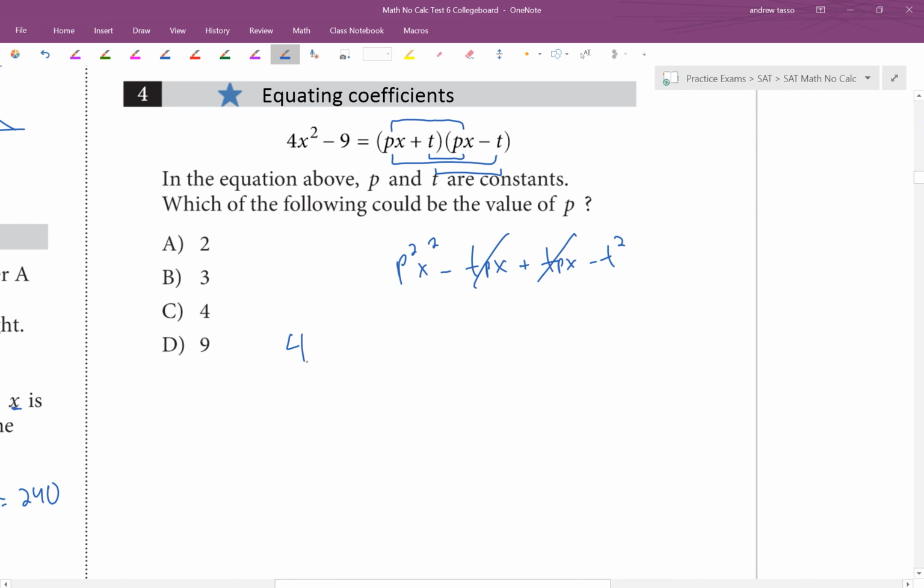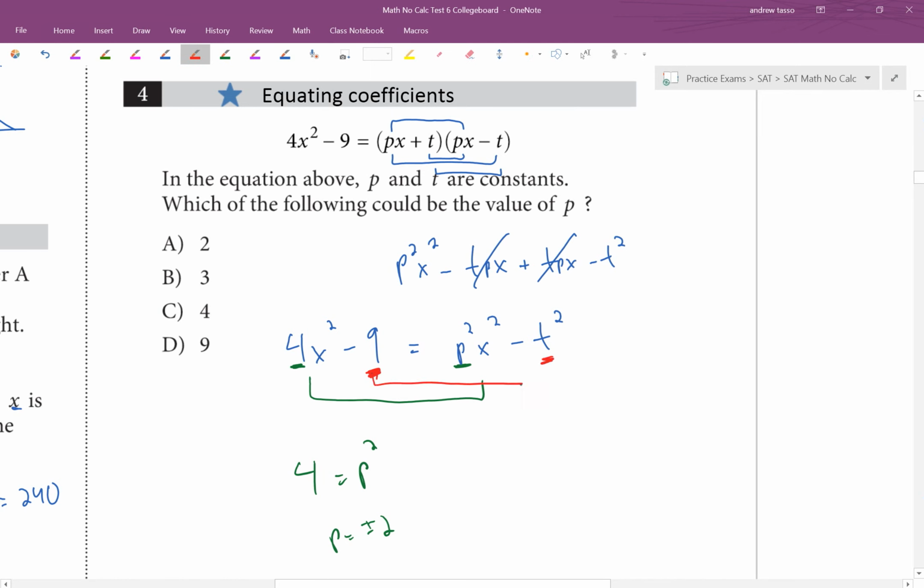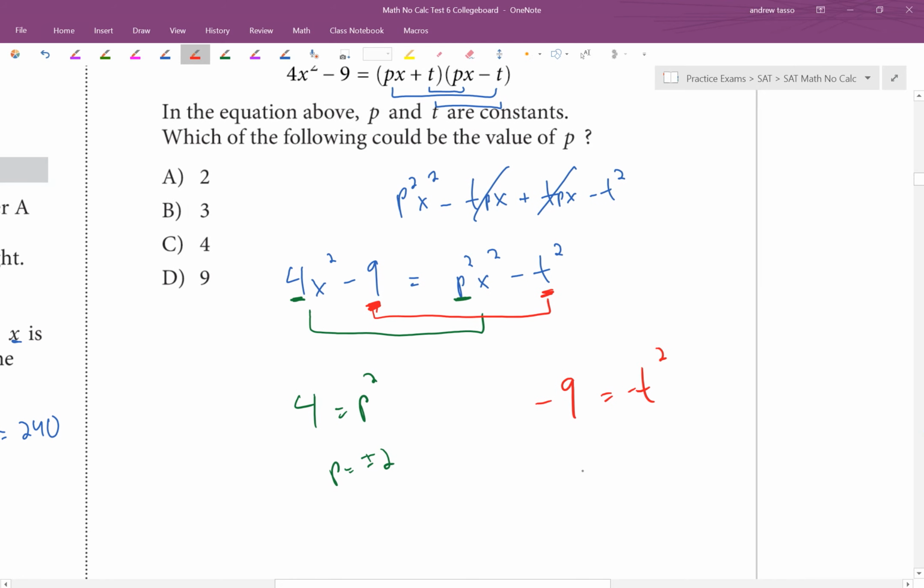So on the left side we have 4x squared minus 9, and on the right side we have p squared x squared minus t squared. And what we now can realize is that these x squared terms have to have the coefficients matching. So that means that 4 equals p squared, which means p is plus or minus 2. And similarly, these constant terms also have to match. So that means negative 9 equals negative t squared, and therefore t is plus or minus 3. But since it's asking for p, we'll choose choice A.